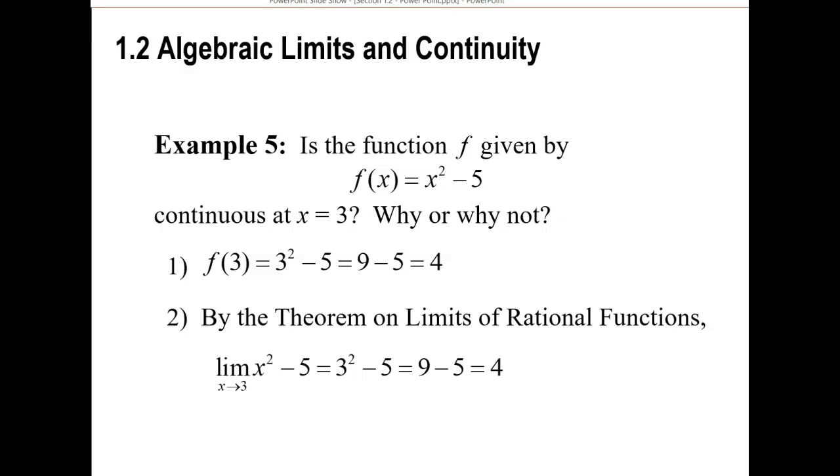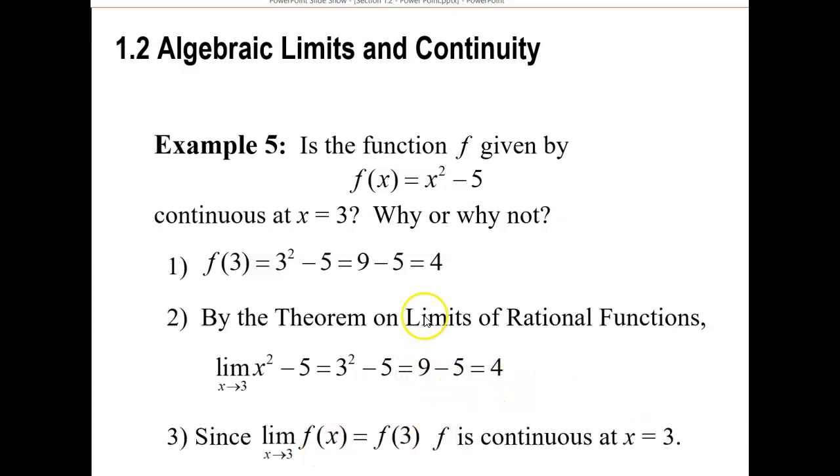Does the limit as x approaches 3 exist? By our theorem of rational functions, the limit as x approaches 3 of x squared minus 5, we can do by substitution. 3 squared minus 5 is 4. And since we got the same value for the value of the function that we did for the limit, then yes, it is continuous at 3.